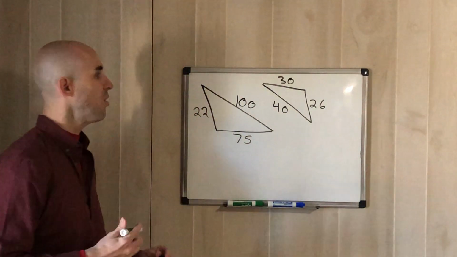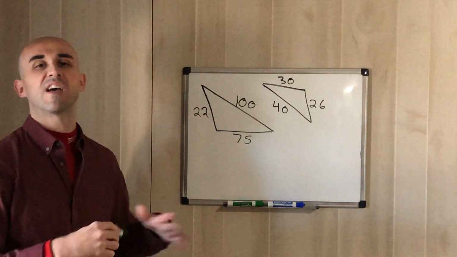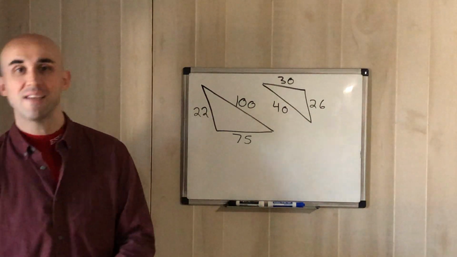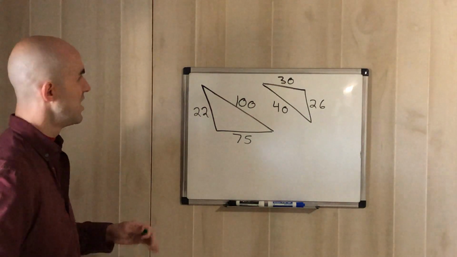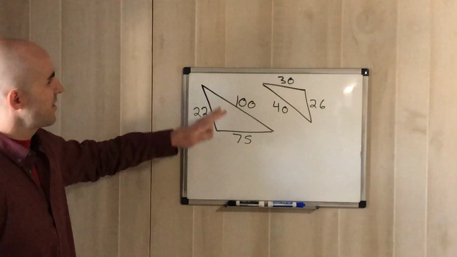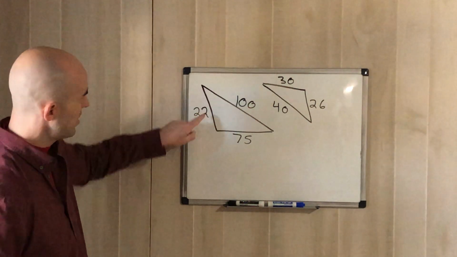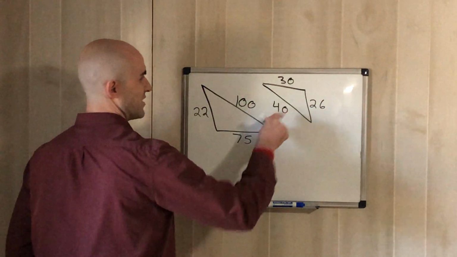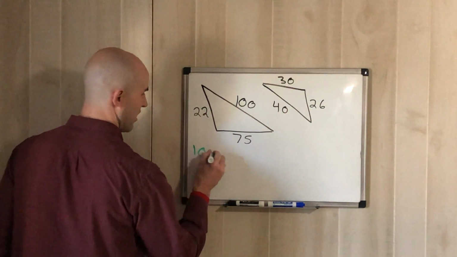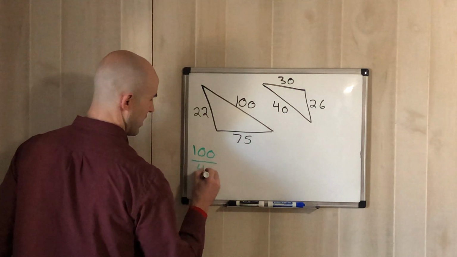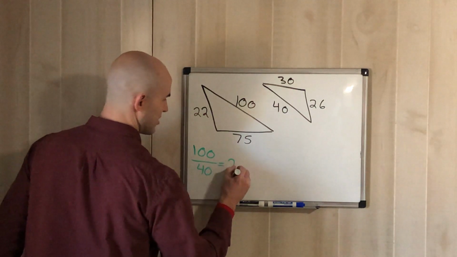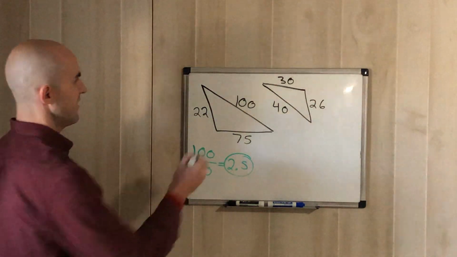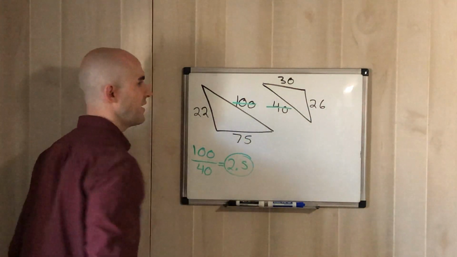So always remember, don't ever go by the idea of the left side goes with the left side. Always go with the notion of the biggest side goes with the biggest, the smallest side goes with the smallest, right? So we'll start with this. We know that the 2 biggest sides are the 100. So in this triangle, the biggest side is 100. In this triangle, the biggest side is 40. So we'll put those 2 together. 100 divided by 40 is going to end up giving us 2.5, right? So we did that side.